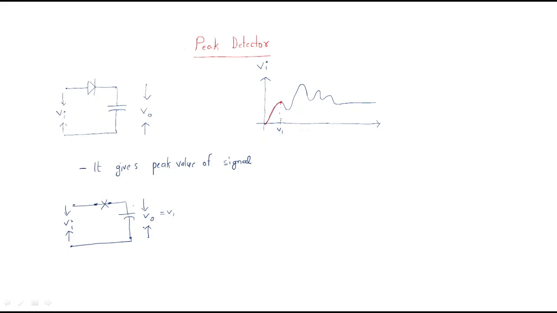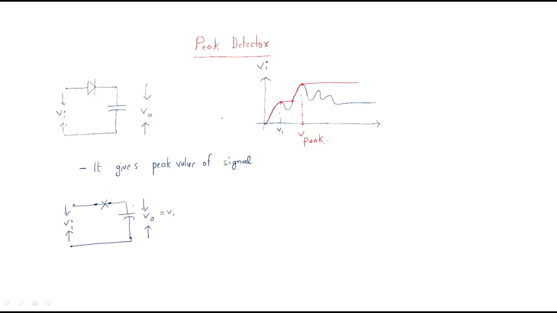Then the capacitor has some value, it is a fixed value, and there is no path to supply the current, so the output is fixed only up to this point. After this the capacitor charges again, and after this the capacitor value is fixed. So the voltage across the capacitor will show the peak value. By using the capacitor as well as the diode, we can detect the peak value from the given input signal.